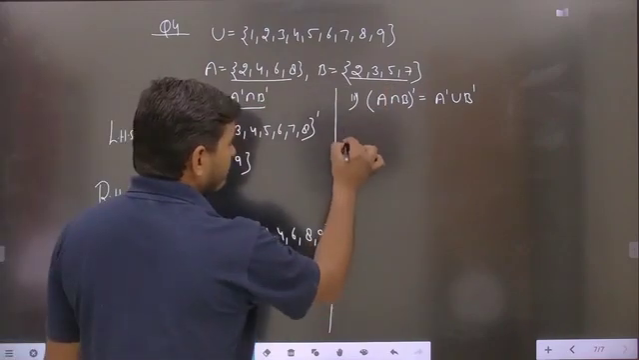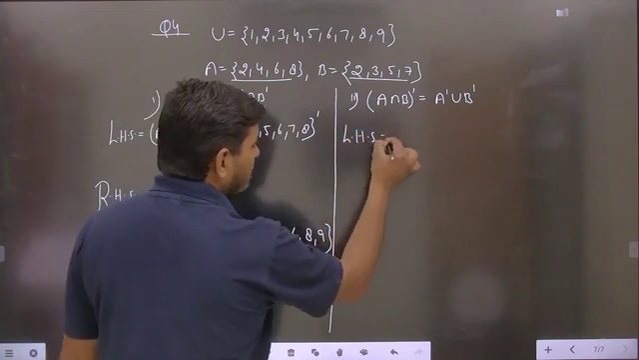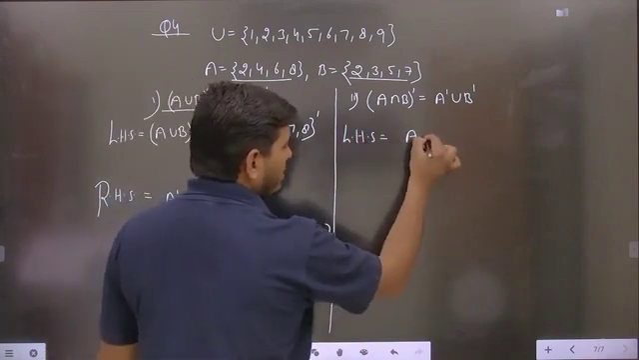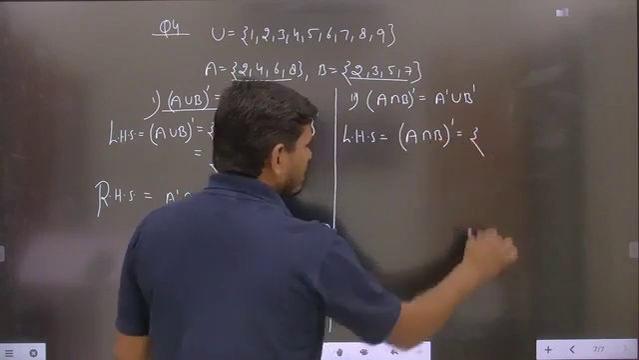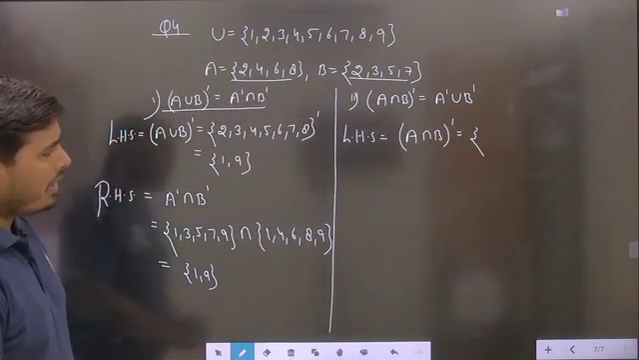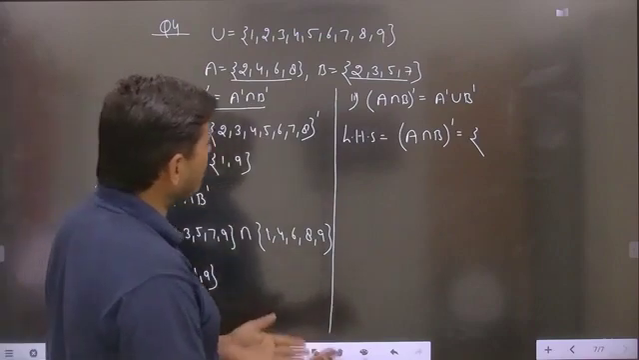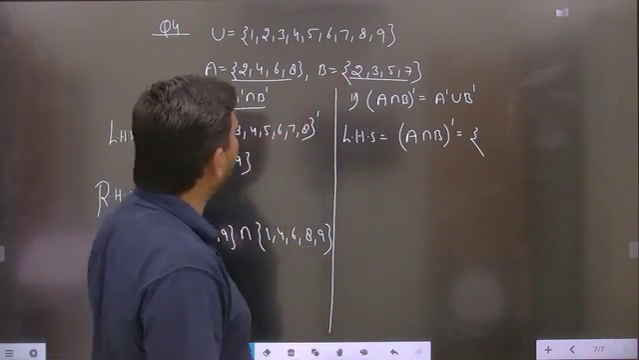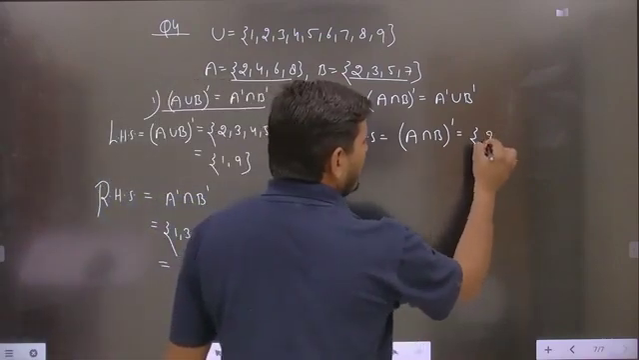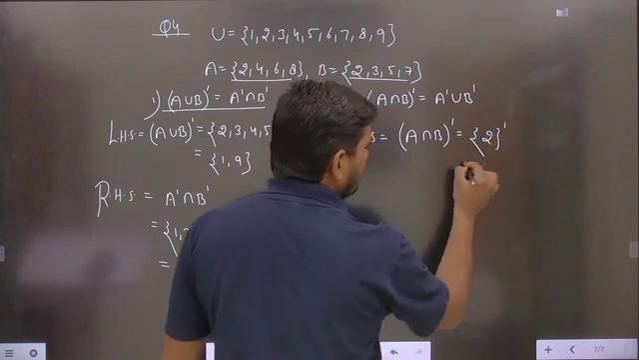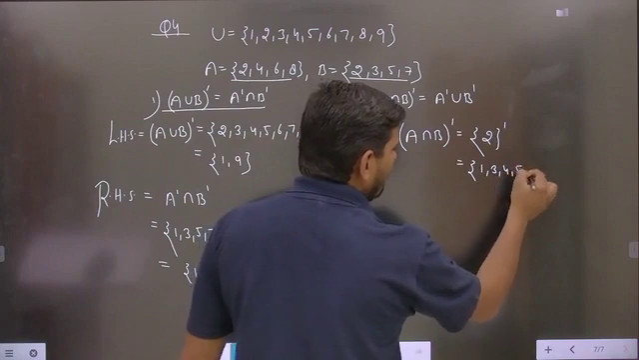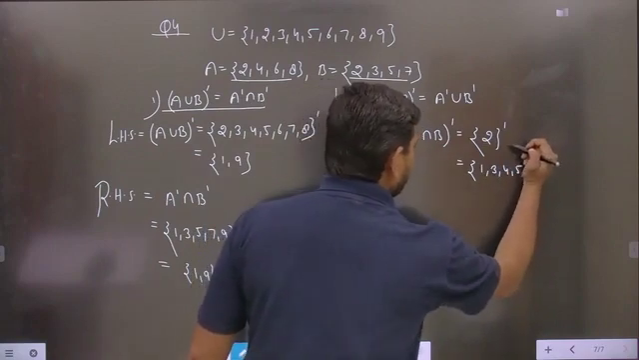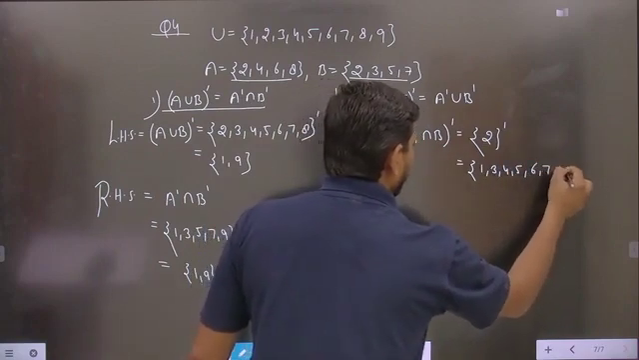Next, the left hand side of this particular part is written as (A intersection B) dash. First of all, we have to find the common elements of A intersection B. Intersection of A and B means we always take the common elements. Only the common element 2 is obtained, and the complement of this is then written as 1 3 4 5 6 7 8 or 9.